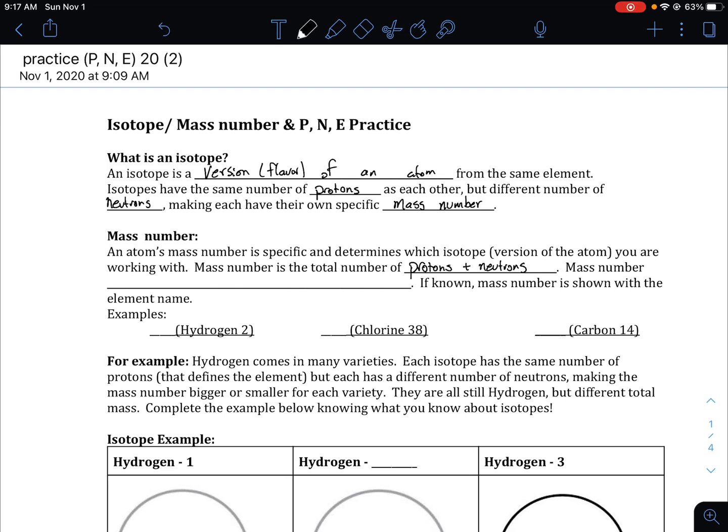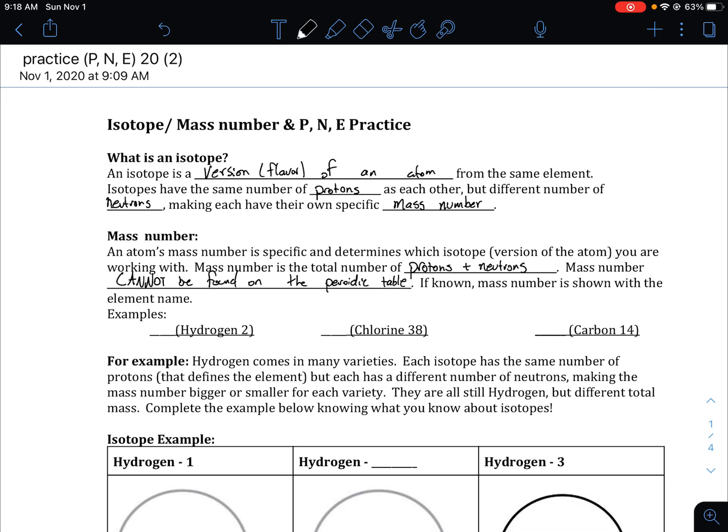And now here's the key thing. The mass number cannot be found on the periodic table. So if it is known, it will be shown with the element name.